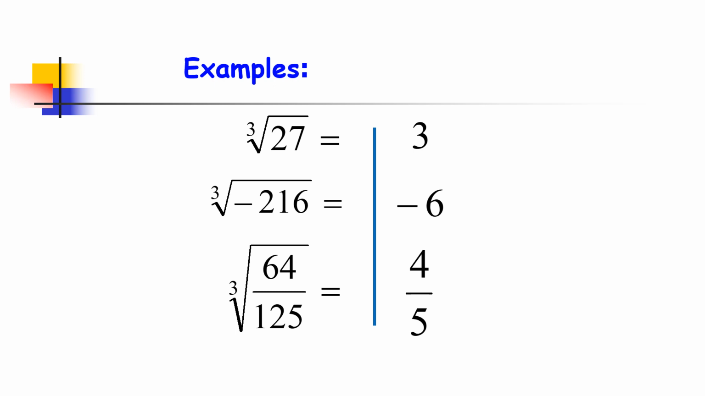So in getting the cube root of a fraction, you get the cube root of the numerator first and then get the cube root of the denominator. So cube root of 64 is 4 and cube root of 125 is 5.